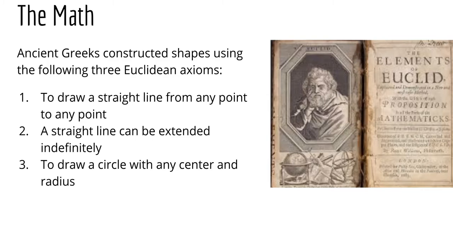And then finally, and maybe arguably most importantly for this talk, is to draw a circle with any center and any radius. So if I can draw a circle with any center and any radius, then that means that I can preserve any length that I want, and that's going to be really critical.